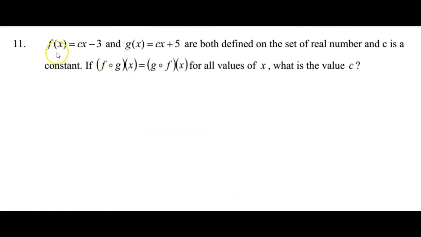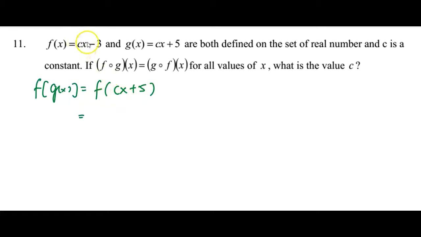All right, for this example, we're given f(x) in terms of c. c is an unknown and g(x) is also the same. And now they give us the information that f(g(x)) equals g(f(x)), and ask us to find the value of c. Okay, so firstly, I get my f(g(x)) first. f(g(x)) will be g(x) replaced by cx plus 5. Then I need to find f.